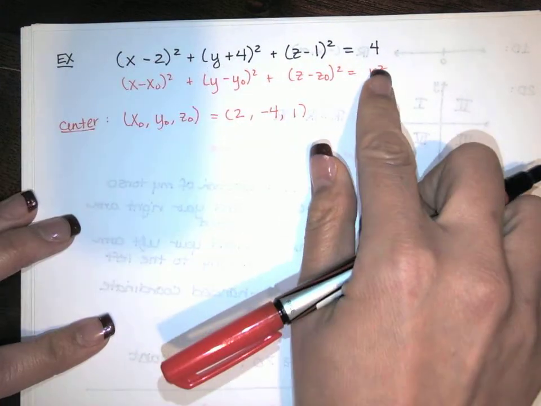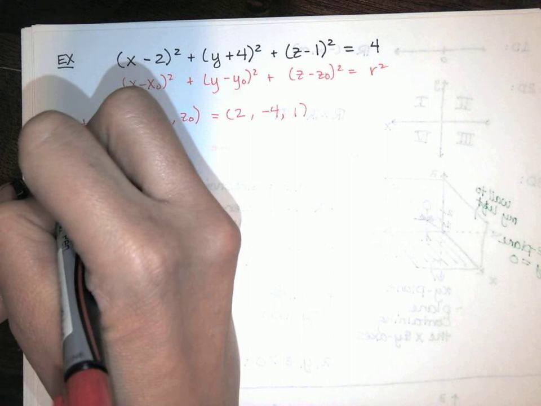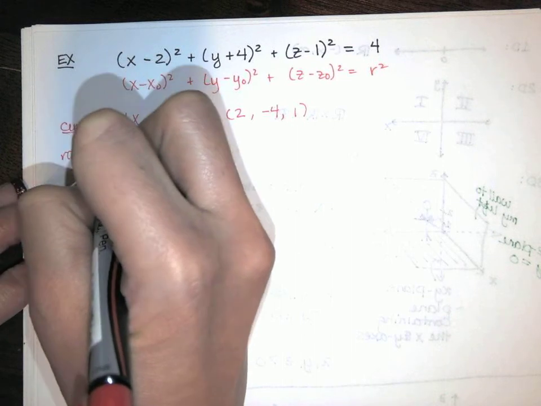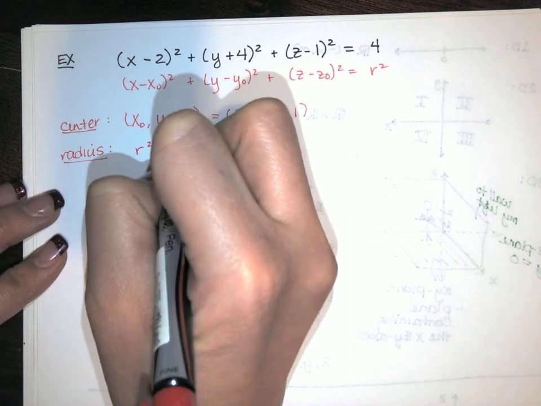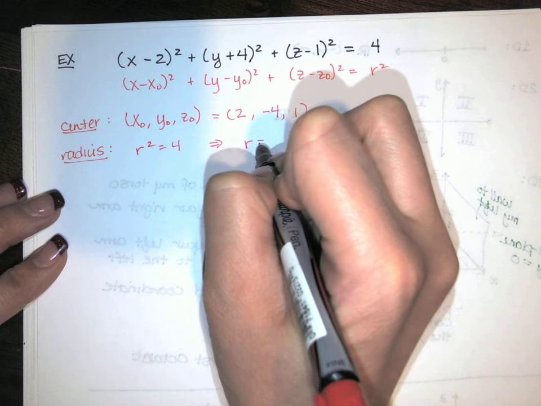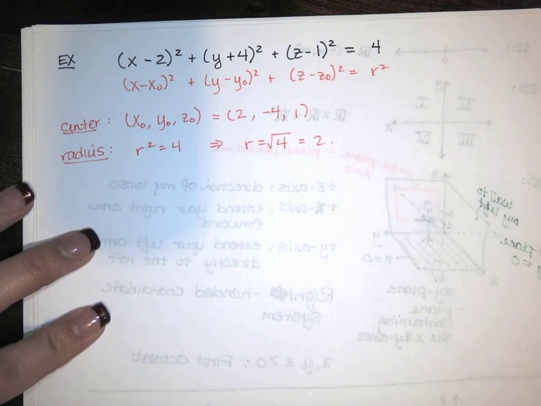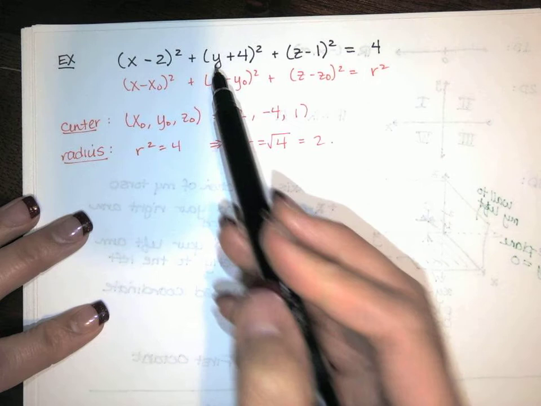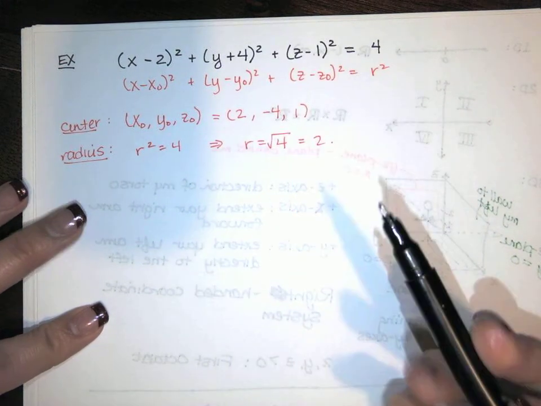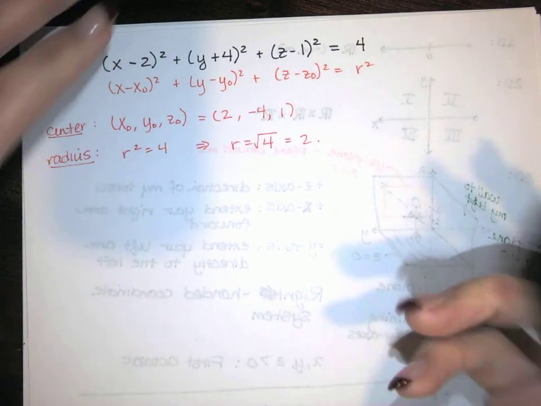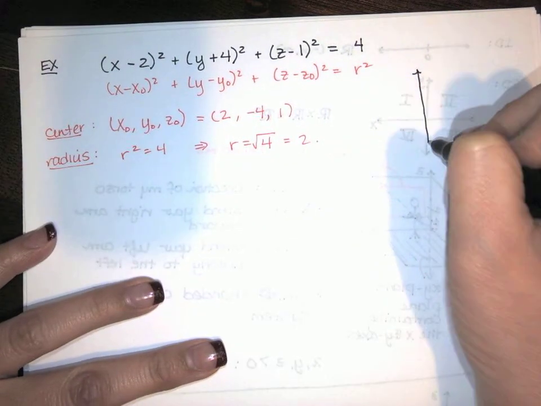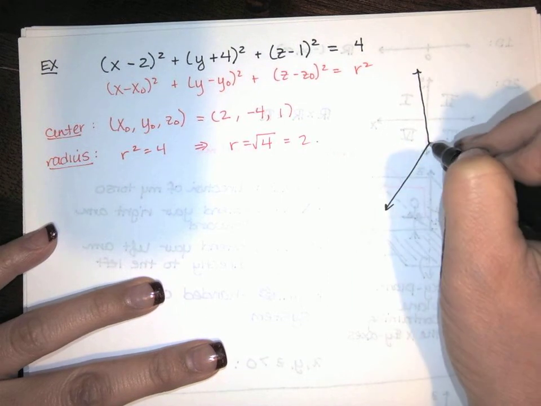Careful here, the radius is not 4. The radius squared is 4. So we take the square root of both sides, and you get r equals 2. So this is the sphere centered at this point with a radius of 2. It's a little bit hard to draw, but if I wanted to, I could.